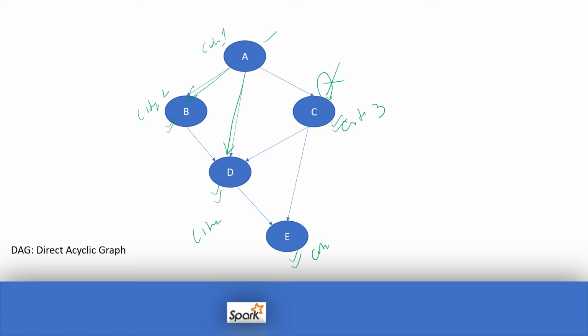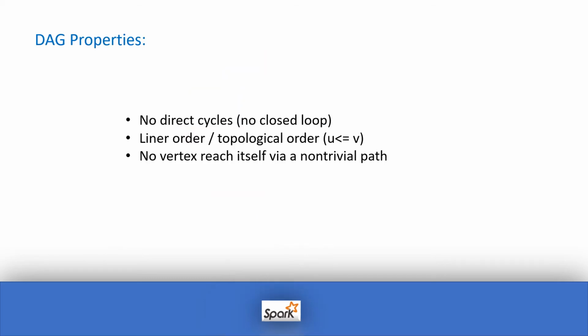So there are some features of the DAG. Let's say DAG properties. First, we are talking about no directed cycles, no closed loop. If there is a closed loop, then it's not a DAG. It's not an acyclic graph. So we are talking about an acyclic graph, okay? So that's not an acyclic graph.